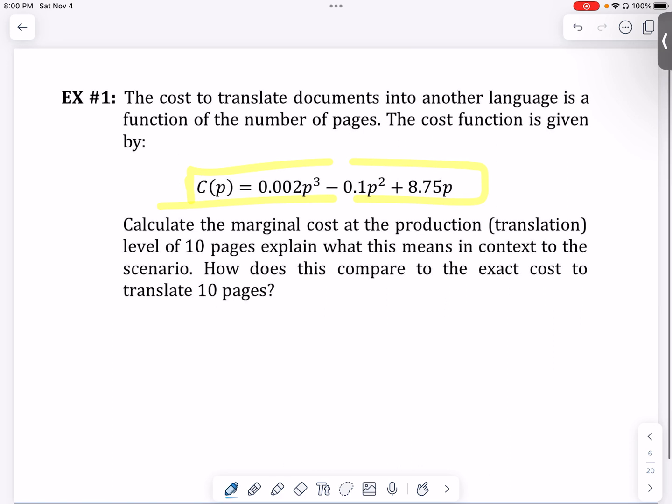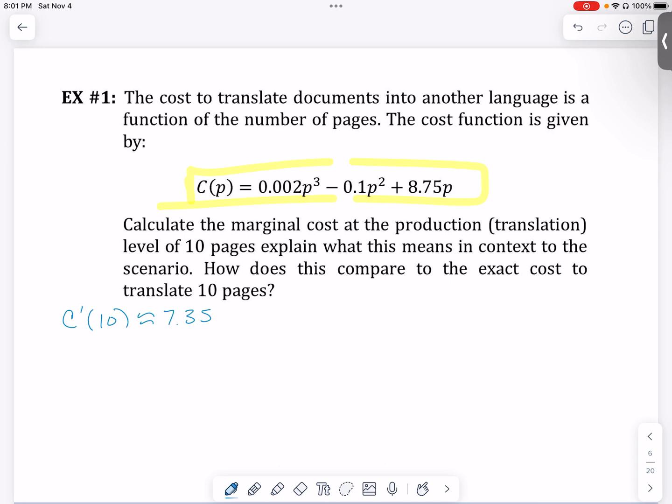So first of all, I probably wouldn't do this by hand, because this is really a calculator section. So if I used my calculator to find the derivative at 10, I would get about 735.